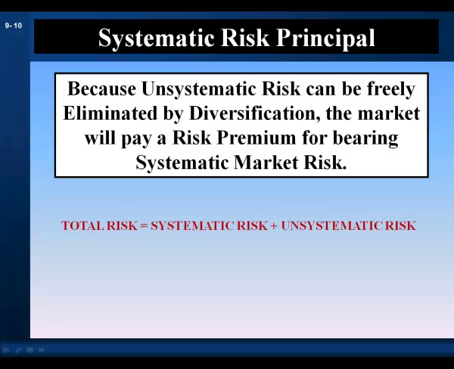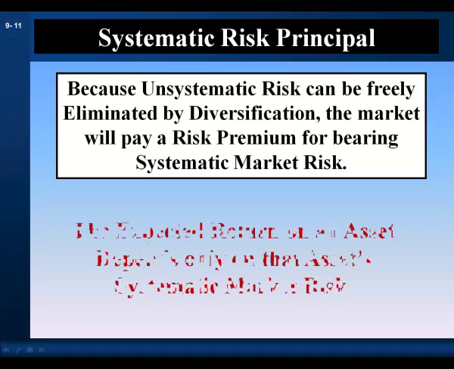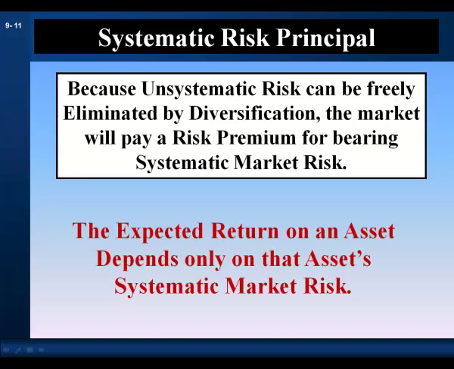Total risk is comprised of systematic risk and unsystematic risk. The market won't pay you for holding risk you need not hold. So the market won't pay you for holding unsystematic risk because you can effortlessly get rid of it just by diversifying your portfolio. The market will pay you for holding risk that you must hold. You can't get rid of systematic risk, so the market will pay you for holding systematic risk. The market prices risk. The risk the market prices is systematic market risk. Because the market prices systematic market risk, the expected return on an asset depends only on that asset's systematic market risk.